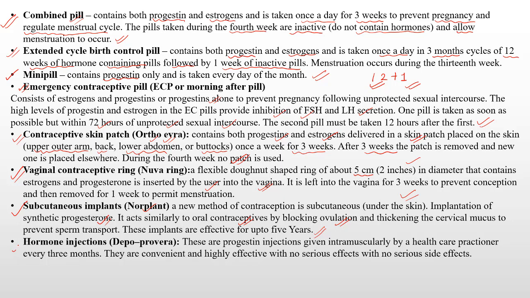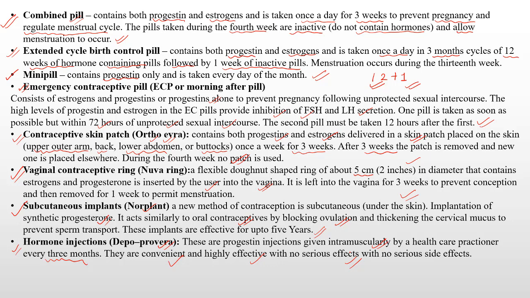Hormone injections, Depo-Provera. These are progestin injections given intramuscularly by a healthcare practitioner every 3 months. They are convenient and highly effective, with no serious side effects.